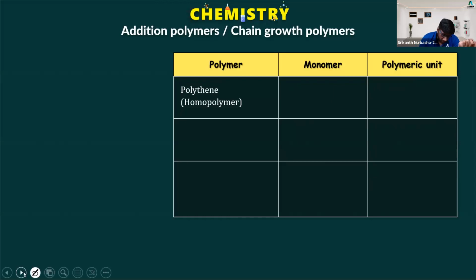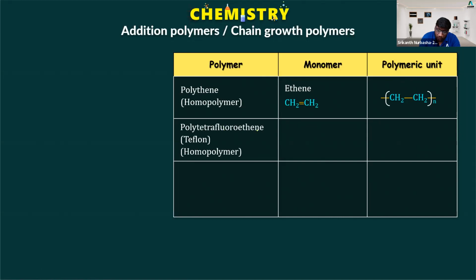Let us look at polyethylene, a homopolymer where the monomeric unit is ethene. Whenever ethene is combined, you are going to have (CH2CH2) taken n times, which is nothing but polyethylene. Polytetrafluoroethene is also nothing but Teflon. Ethene means CH2=CH2, and with four fluorines, CF2=CF2. Polytetrafluoro means these two carbons are now linked: (CF2CF2) taken n, which is nothing but Teflon.